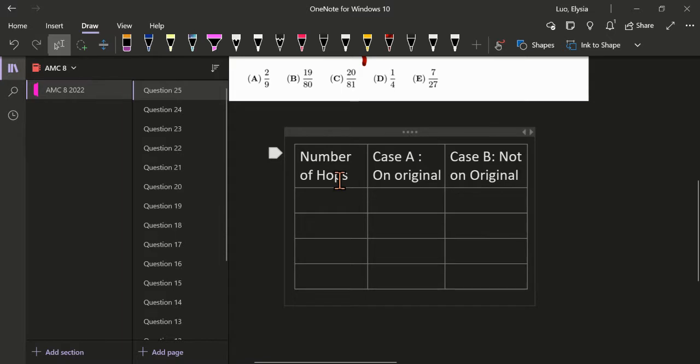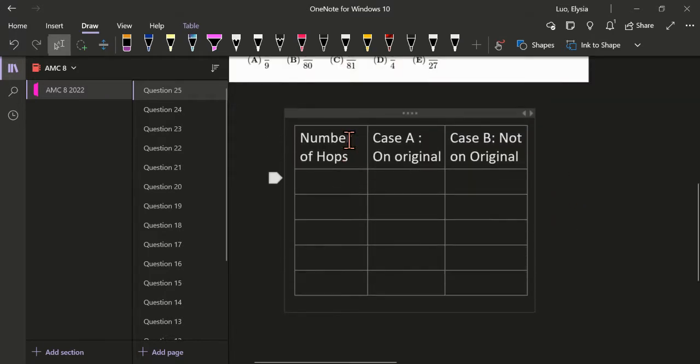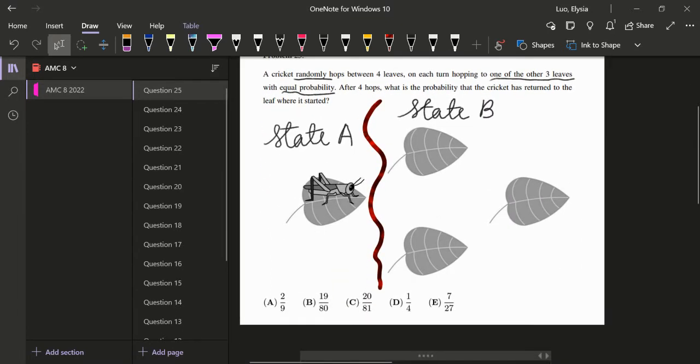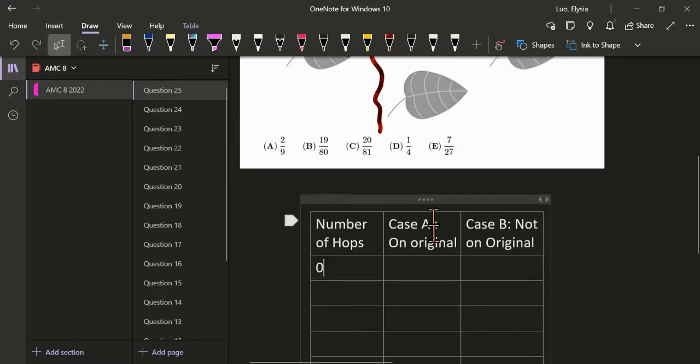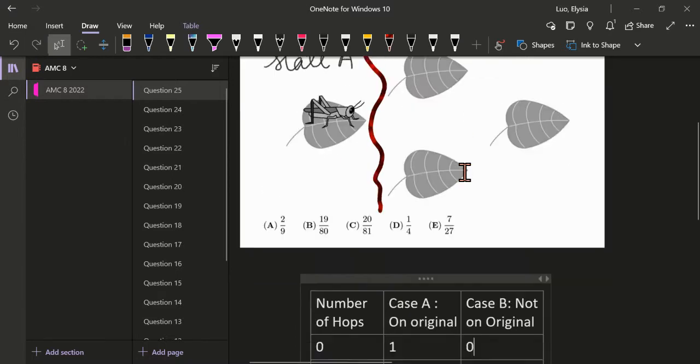So number of hops, case A on original, case B not on original. So we actually should have another, there we go. So first let's think about it. If there's 0 hops, like it is in the picture right here, what is the probability that the cricket is on state A? 1, right? Because it's already on the original leaf. And the probability for the cricket not being on the original leaf is 0 because it's already on state A.